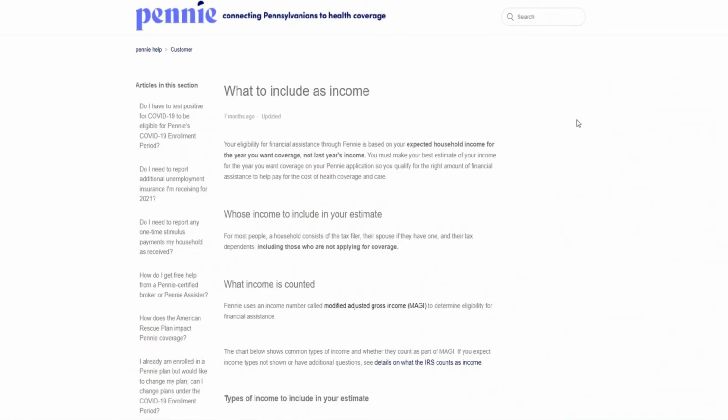Now, when you think about income and the income that's entered on either the comparison shopping tool or in the application process, your eligibility for financial assistance, as we see here, through Pennie, is based on your expected household income for the year you want coverage, not last year's income. Immediately that sends a chill down someone's spine because what do you mean I have to estimate my income? I have to all of a sudden be able to harness the powers of the cosmos and be able to tell the future. I don't know what the future is going to hold.